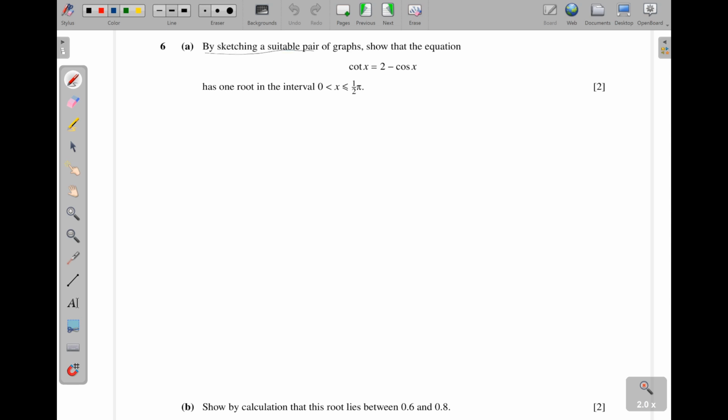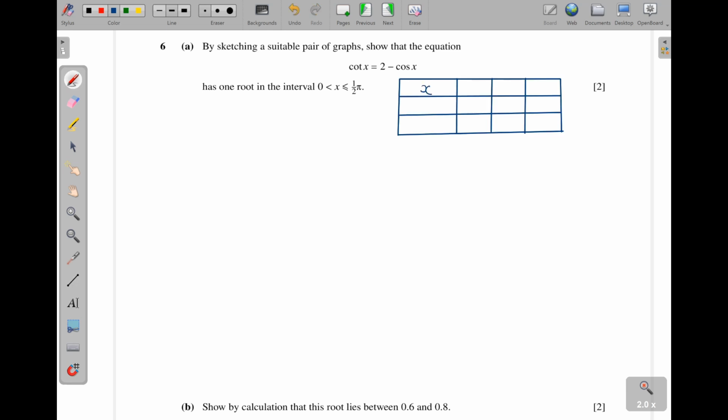By sketching a suitable pair of graphs, show that the equation, this one here, has one root in the interval. So I'm going to split it into 2. Then this one is going to be one graph, and then this one is going to be another graph. So I just need a few coordinates. Let me get just 3 coordinates. So let me put them in my table here.